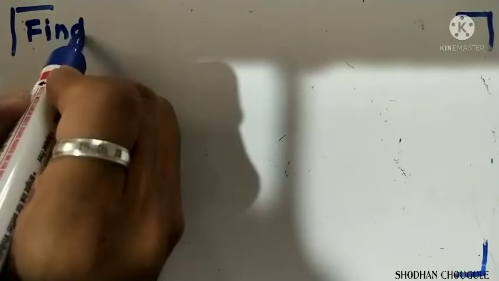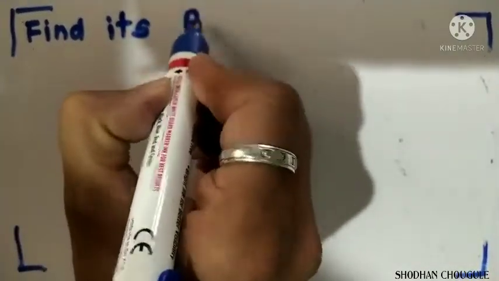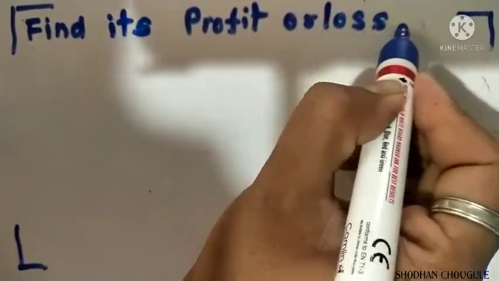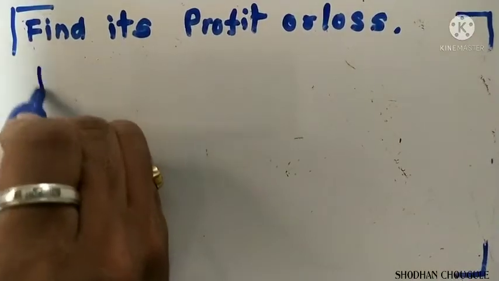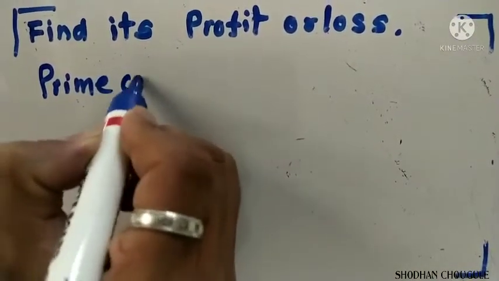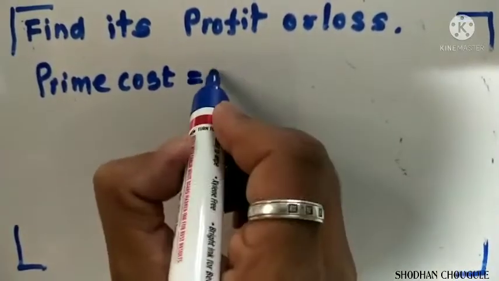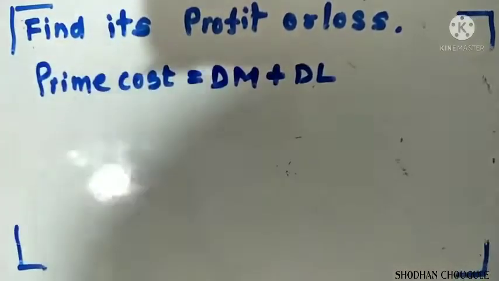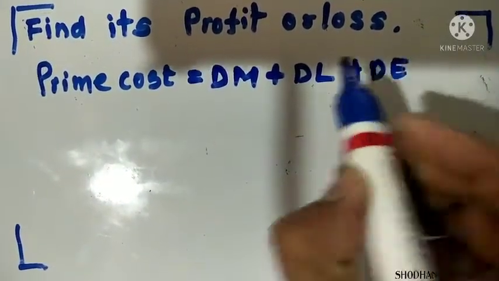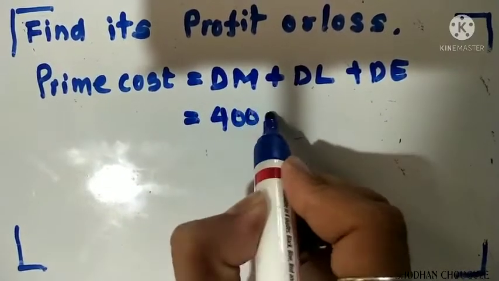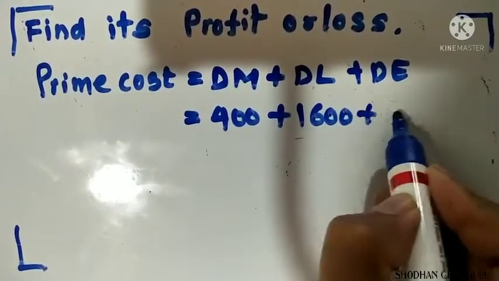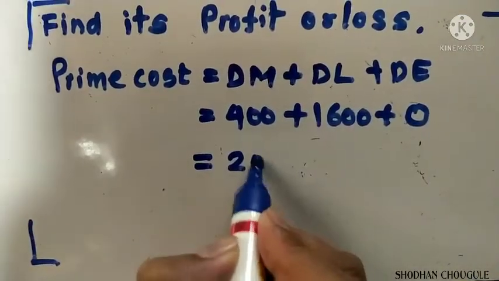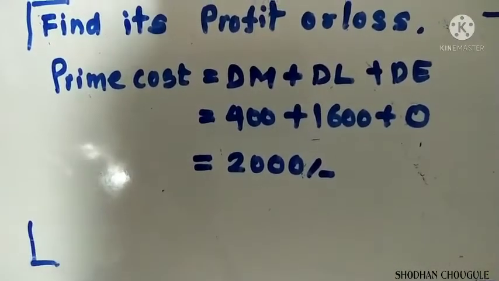So in this problem we have to find out whether it is profit or loss. First, find out the prime cost. The prime cost includes the direct material cost, direct labor cost and direct expenses. In this problem they have not given us direct expenses, so we have to consider that as 0. Direct expenses may be tool cost or jigs and fixture cost. So add whatever else they have given you. Direct material is 400 and direct labor is 1600. So prime cost is 2000 rupees.